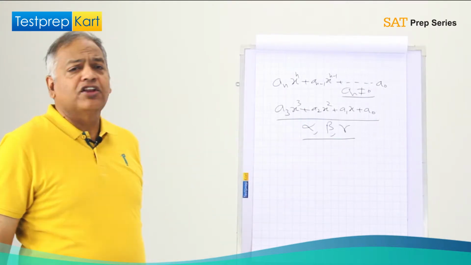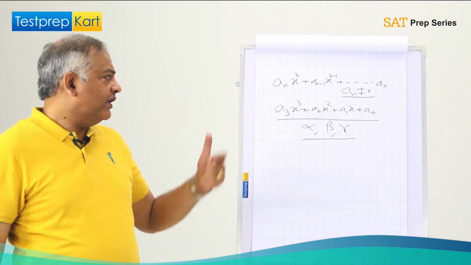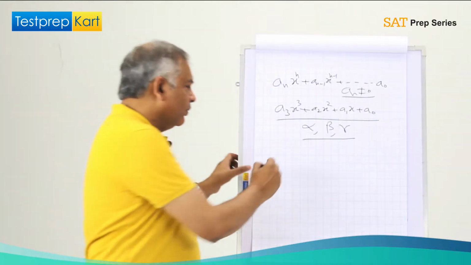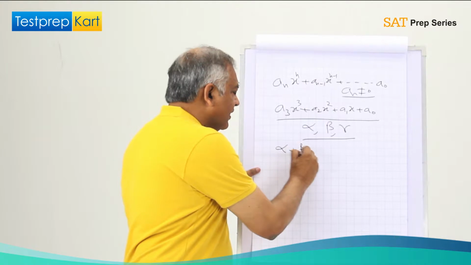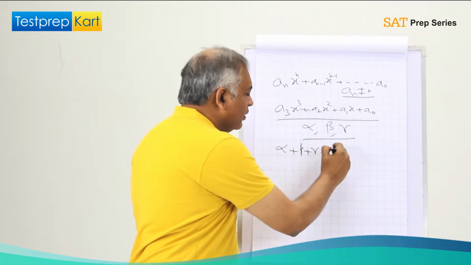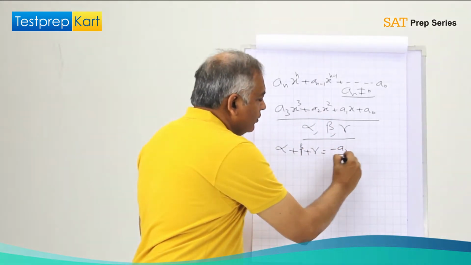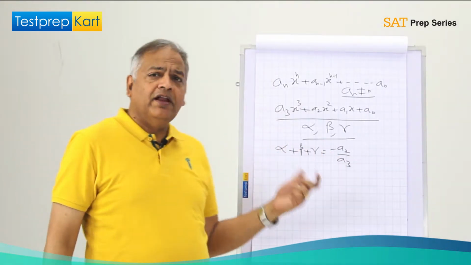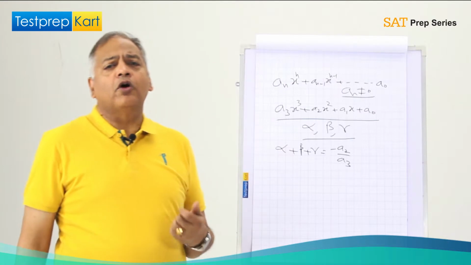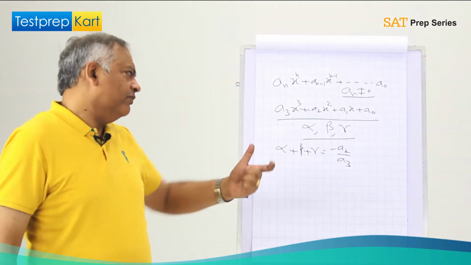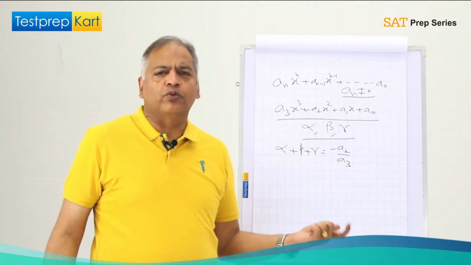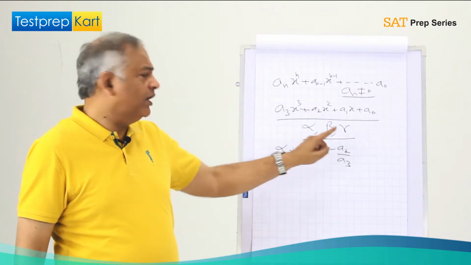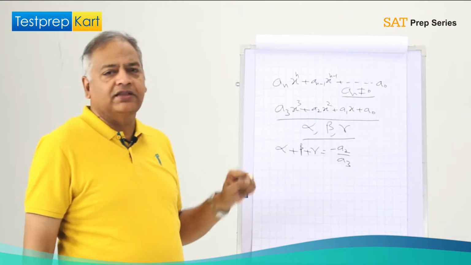Now, the important relationship between the roots and the coefficients is this: the sum of all 3 roots, that is alpha plus beta plus gamma, will be equal to minus a2 divided by a3. Here alpha, beta, gamma may be real roots, maybe complex roots, and maybe alpha and beta may be equal also. Whatever the case, the sum of all 3 roots will be equal to negative a2 divided by a3.